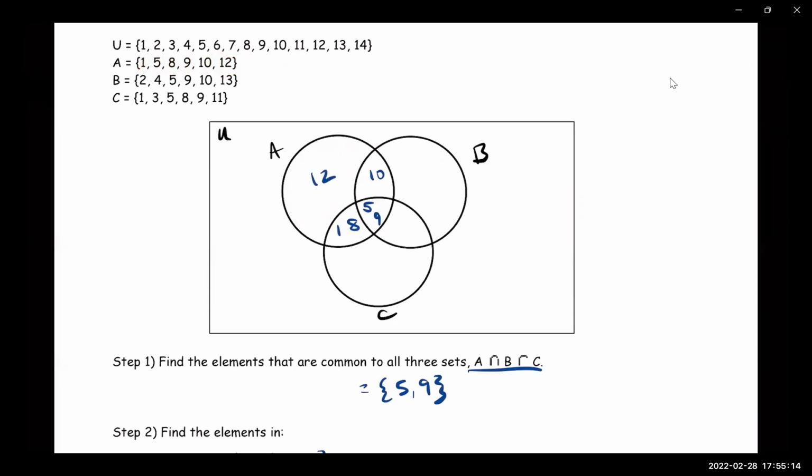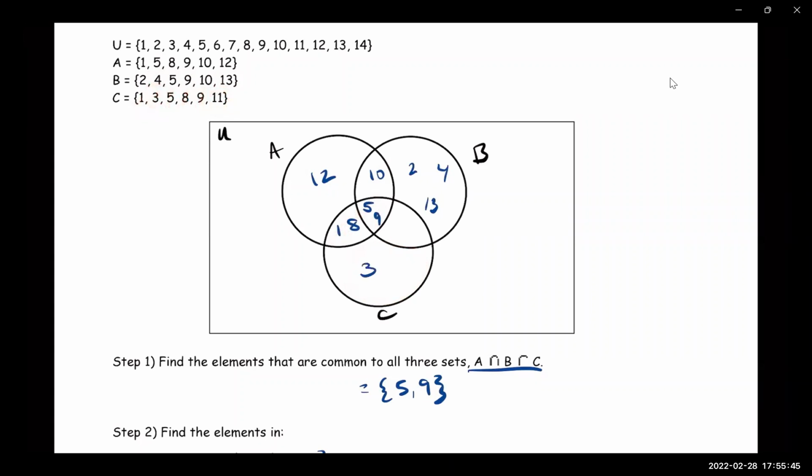Now let's go to the B. What's in B that we haven't used up yet besides 2, 5, 9? 4 and 13. Okay, 2, 4, and 13. We haven't added those yet. So 2, 4, 13. And now we can focus on just C. What hasn't been used up yet, besides 1, 5, 8, 9? 3 and 11. So 3 and 11.